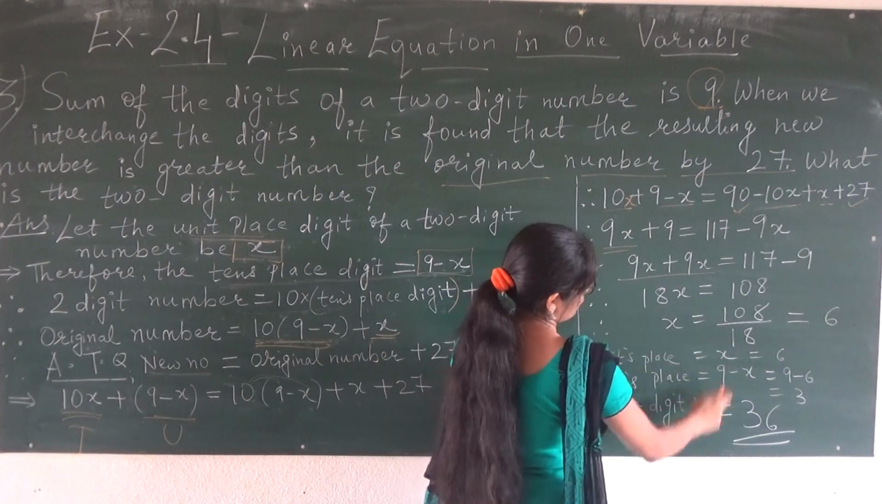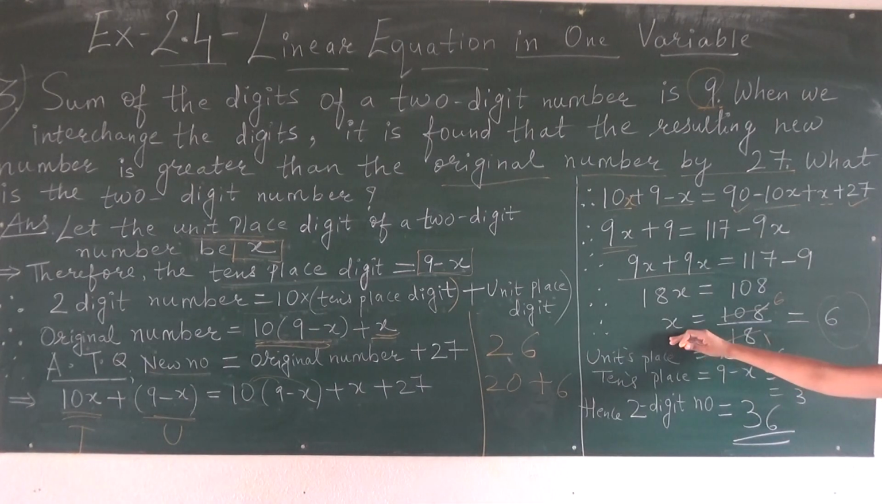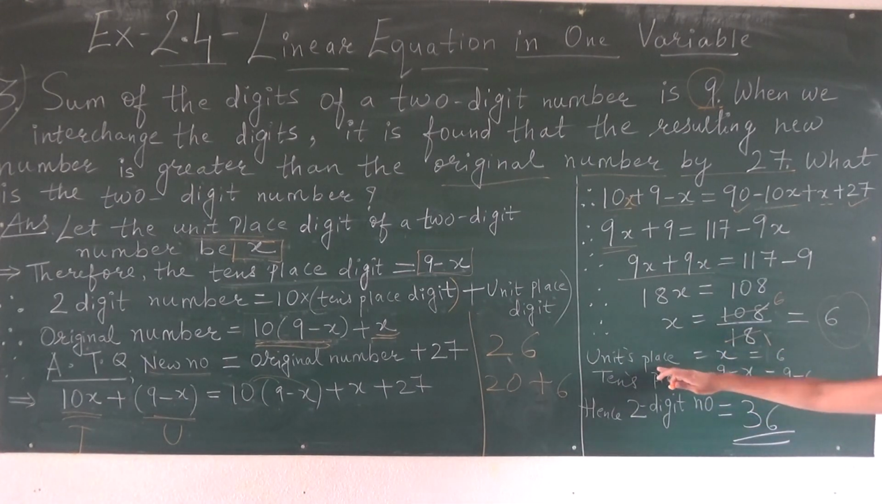Now this 18 we will take in the denominator and then do cancellation. So 108 upon 18. You need to take the table of 18, do cancellation: 18 ones are 18 and 18 sixes are 108. So we are getting 6. Now this 6 is our x. And what was our x? The unit digit, whatever was at units place.